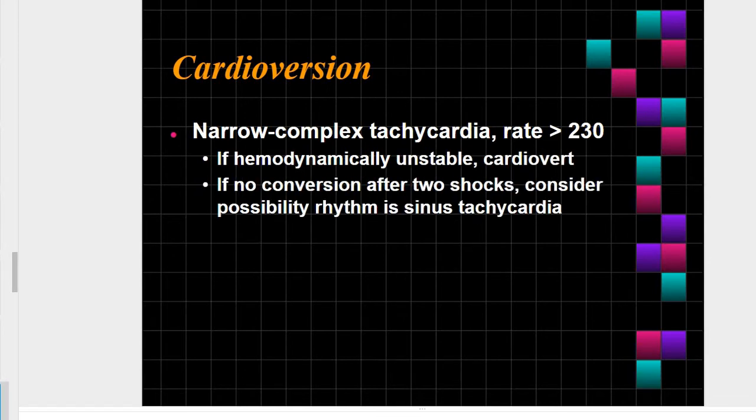However, if they're hemodynamically unstable, like I said, they're circling the drain, their perfusion status is impaired, cardiovert. And if they do not convert after 2 synchronized cardioversion shocks, consider the possibility that it's sinus tachycardia just really fast. Start looking for underlying causes to treat.